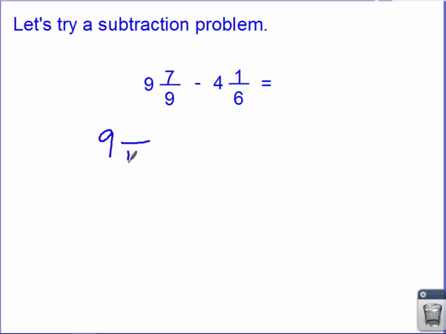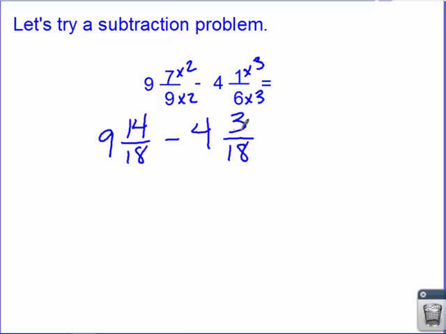So I got 9, and then a fraction bar with an 18 on it, minus 4 with a fraction bar and 18. So now we change our numerators. What did I do to the 9 to turn it to an 18? Multiplied by 2. So I multiply the 7 by 2 and get 14. 6 times 3, so 1 times 3, and I end up with 3. Now instead of adding our tops, we subtract our tops. So 14 take away 3 gives us 11 over 18. And then 9 take away 4 gives us 5.